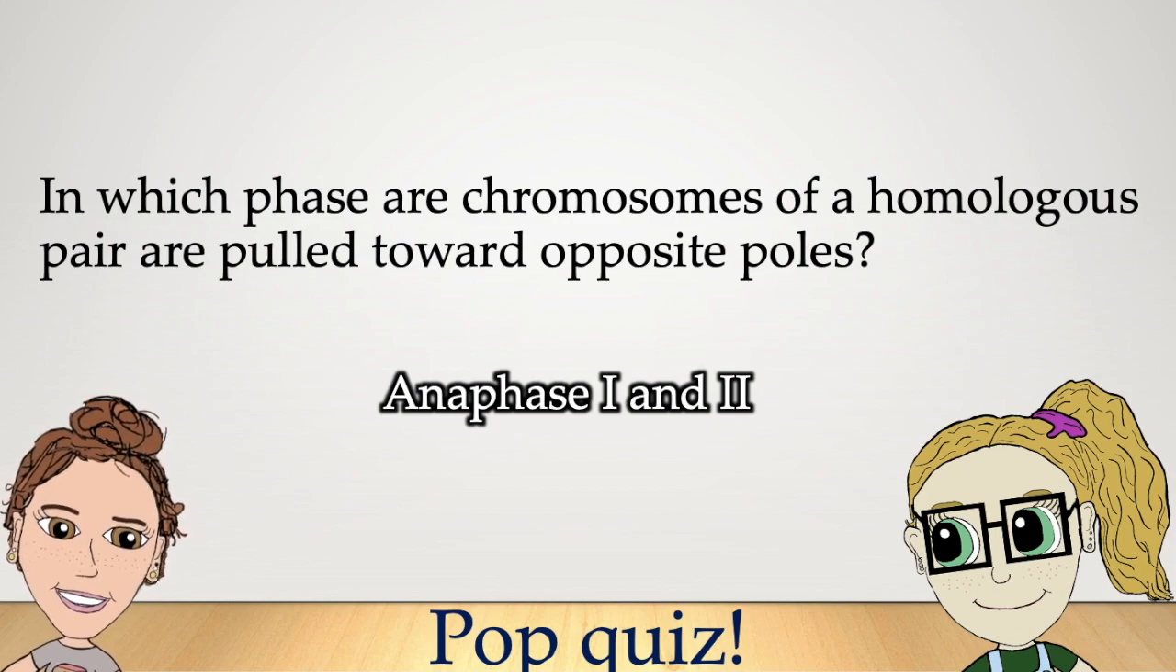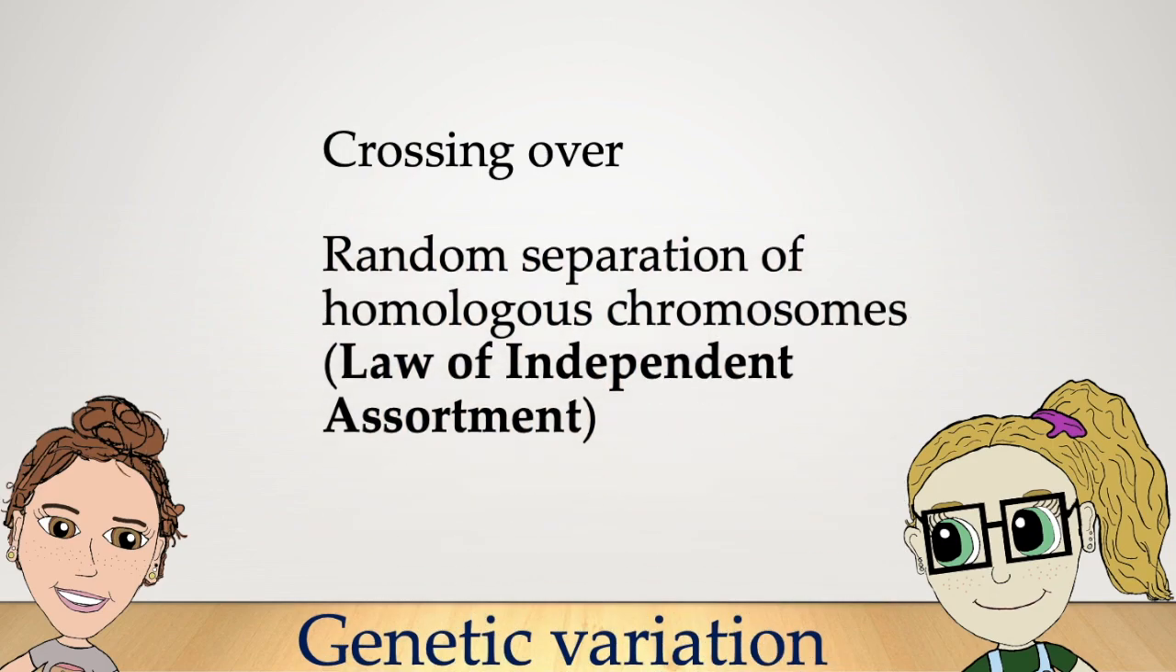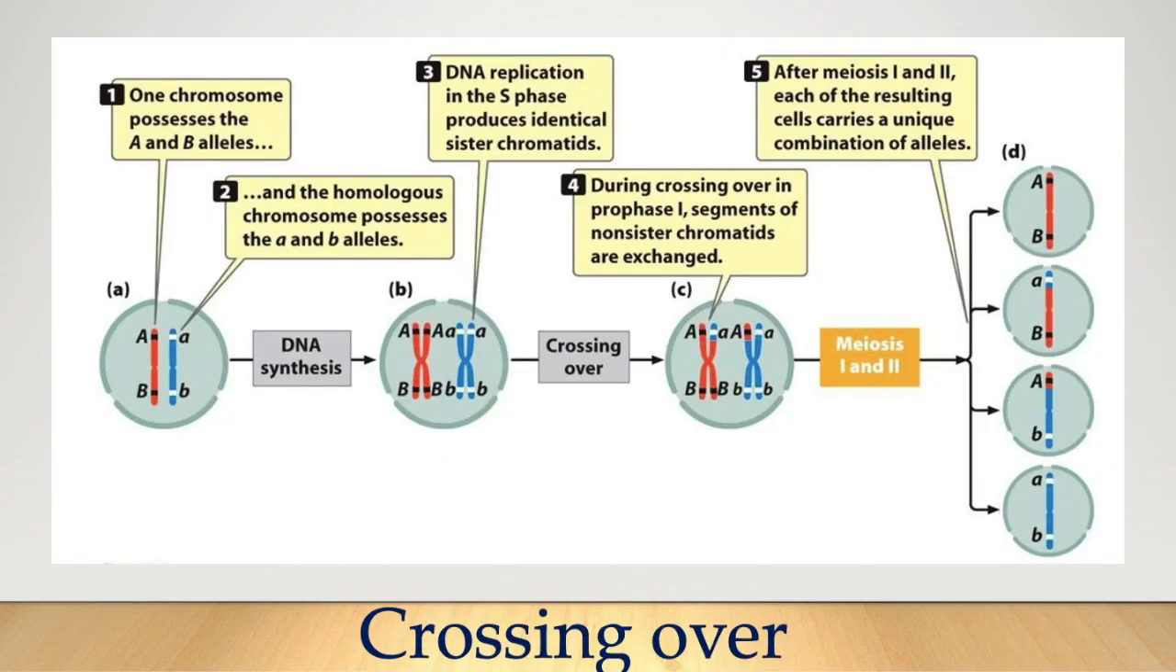We sure do. But you mentioned how crossing over is key to genetic variation. What's that about? Oh yeah, the incredible genetic variation that can occur after cell division can be explained by two processes unique to meiosis: crossing over and random separation of homologous chromosomes, or the law of independent assortment. Oh yeah, in crossing over, there's an exchange of genetic material between non-sister chromatids. Remember that handshake or high five?